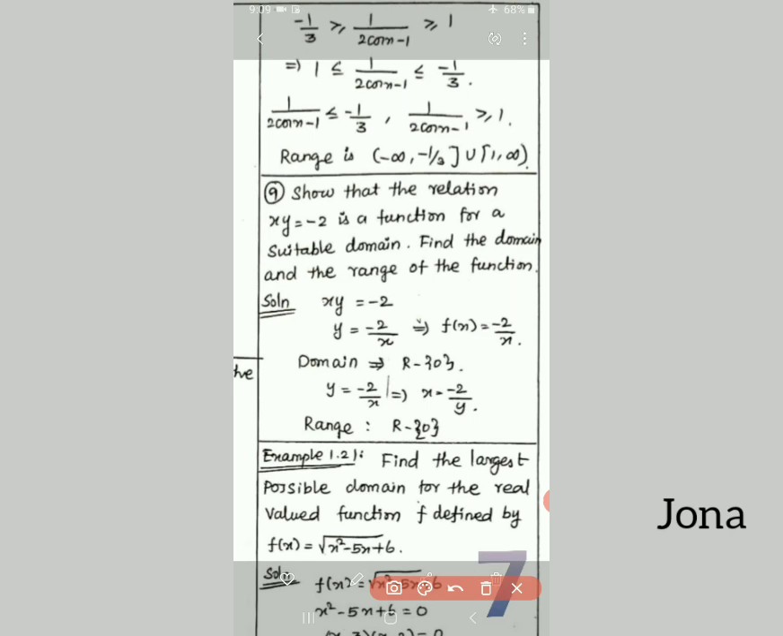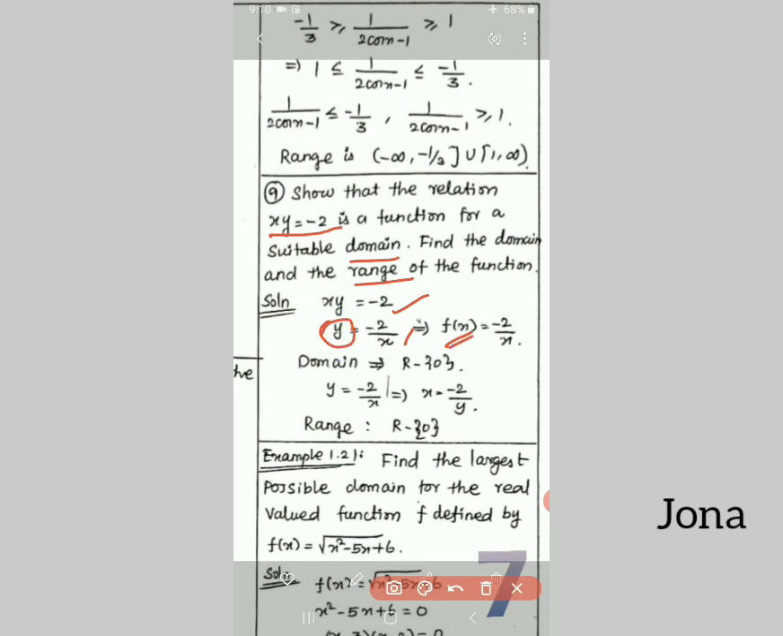Okay, and then ninth sum. Show that the relation xy equal to minus 2 is a function for a suitable domain. Find the domain and the range of the function. Here the relation is xy equal to minus 2. We want to find the domain and the range. Okay, so here the given function is xy equal to minus 2, y equal to minus 2 by x. Okay, this y is nothing but f of x.